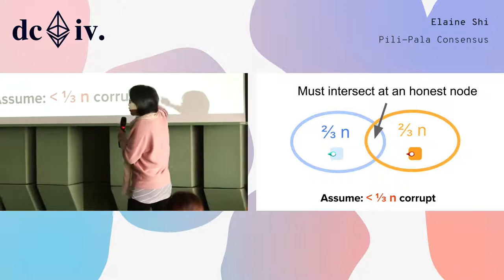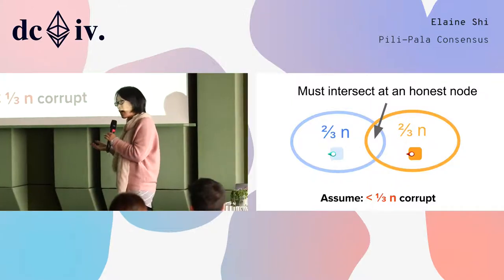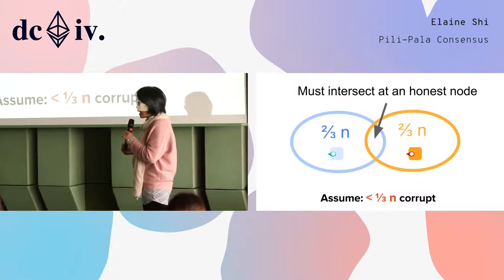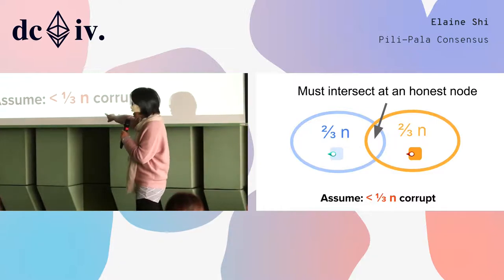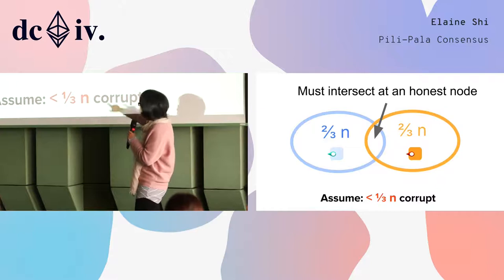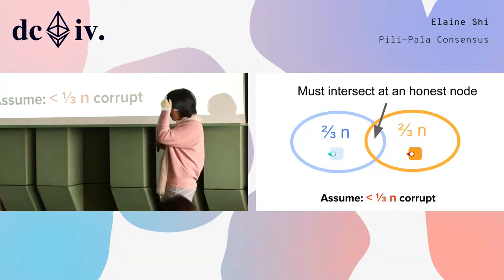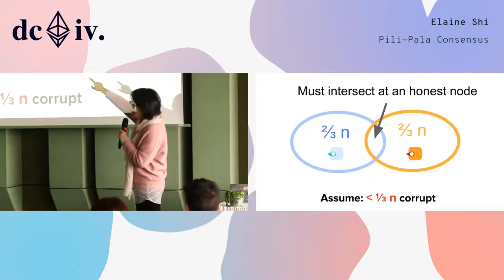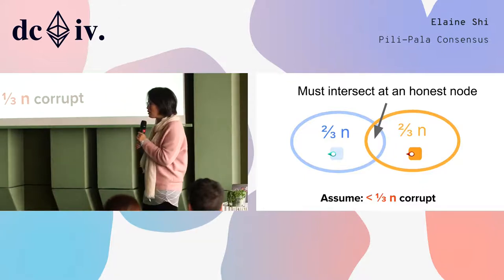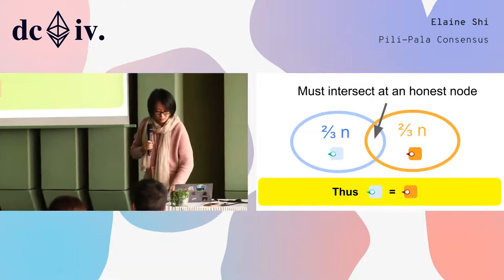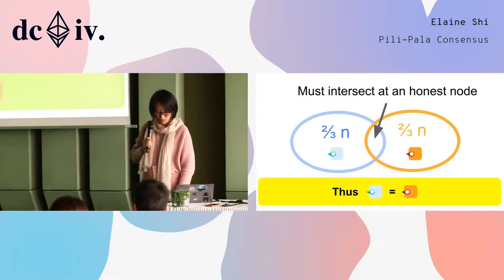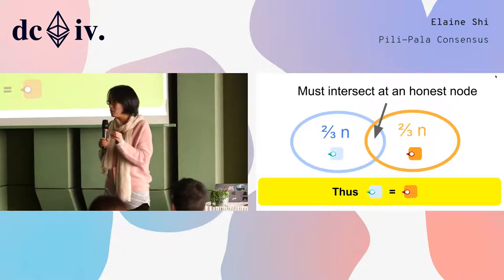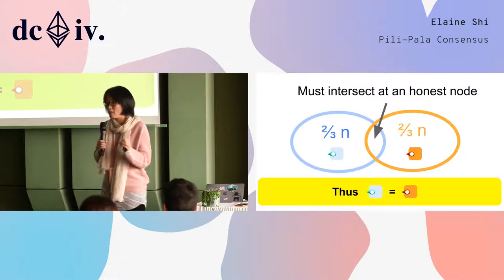If you look at the blue set and the orange set, and remember there are only n nodes in total, it must be the case that the intersection contains at least one-third n nodes. And now, because the adversary controls less than one-third, this means there must be an honest node in this intersection. Now remember what I said about honest nodes: they are going to vote uniquely. And if this honest node in the intersection voted for both the blue and the orange, there is only one explanation: the blue block must be the same as orange. So this establishes the fact that with this very simple protocol, for every epoch, only one block can get notarization.